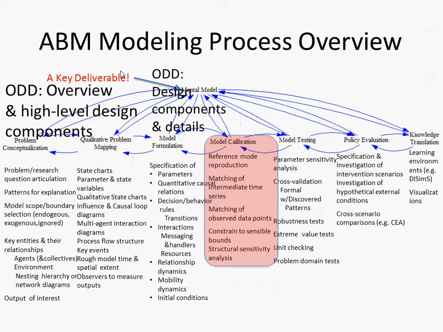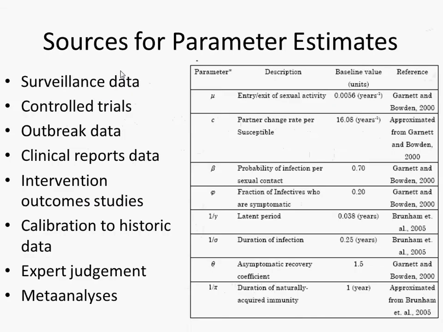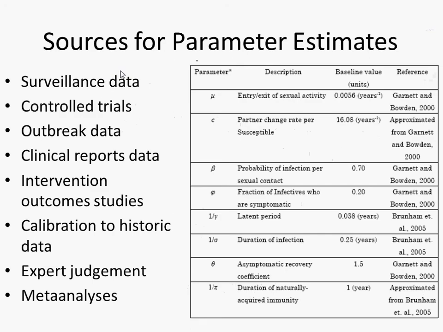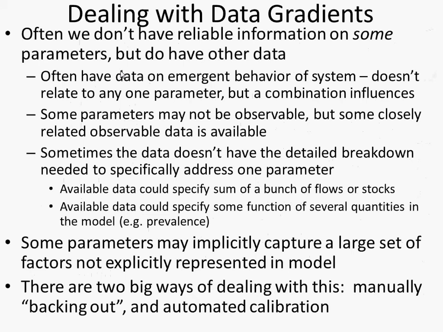So what we're talking about here is the model calibration phase of the overall modeling process I defined at the beginning of the class. The sources of data will depend on your area of application. In my area, in the health area, there's a wide variety of possible sources of data that we might use for parameter estimates. We've talked about sensitivity analysis. The key point I want to focus on today is that often we'll have certain parameters in our model that are not well known, where we don't have data that in isolation can allow us to estimate the value of that parameter.